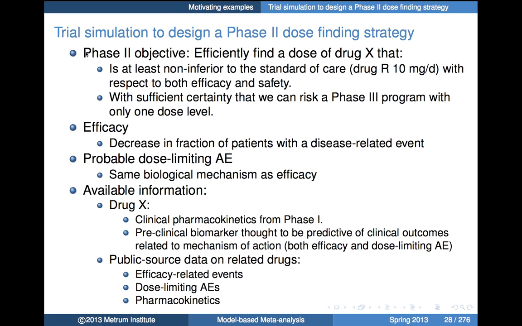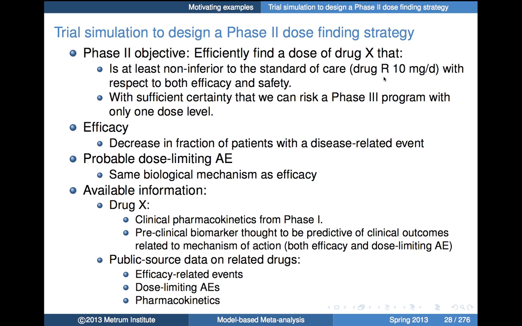The idea was to design a phase 2 dose-finding strategy for this compound, and we'll call this compound drug X. And the phase 2 objective was to efficiently find a dose of drug X that is at least non-inferior to the standard of care, which we'll label as drug R, 10 milligrams per day.